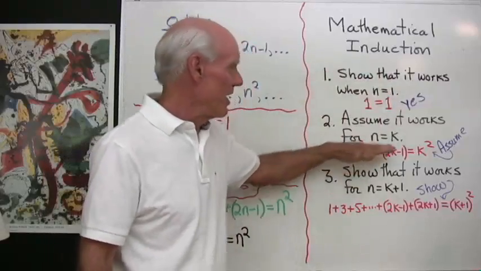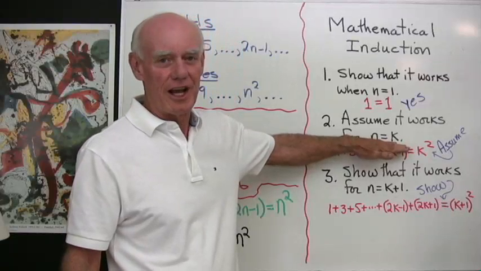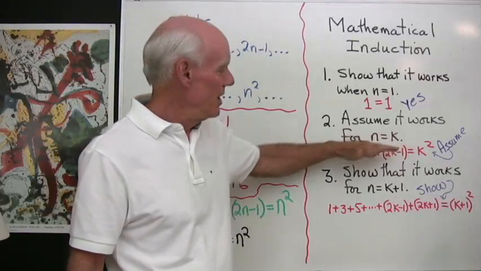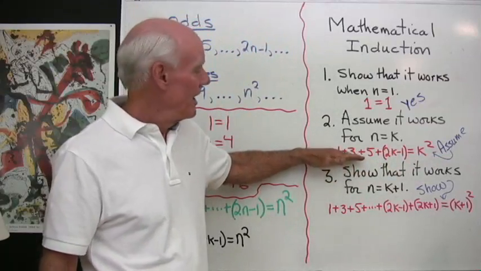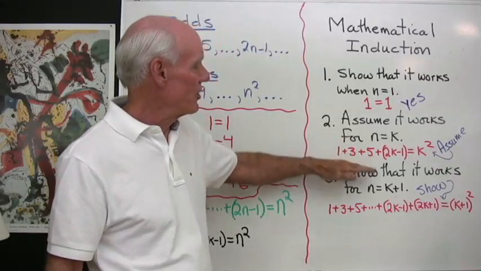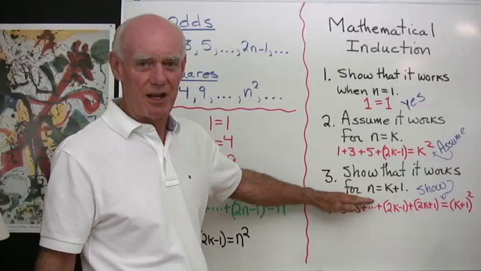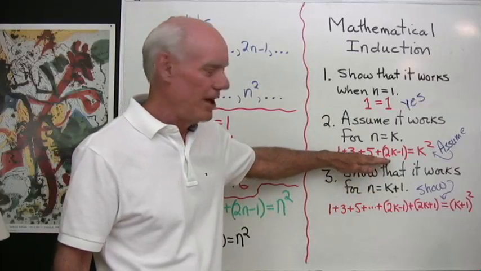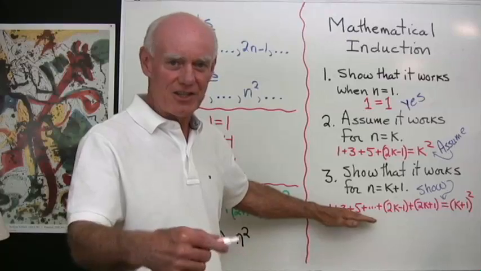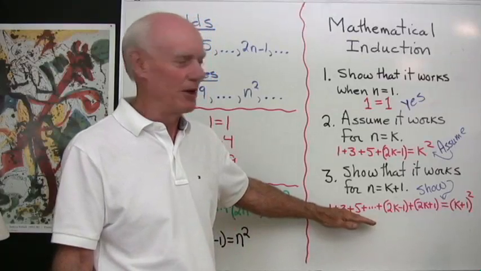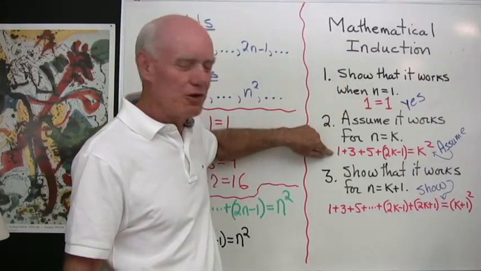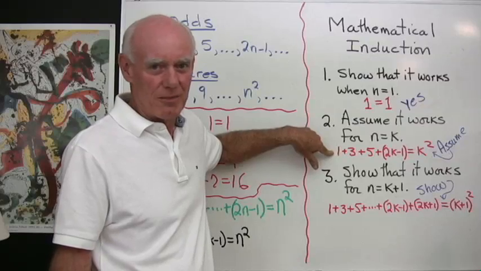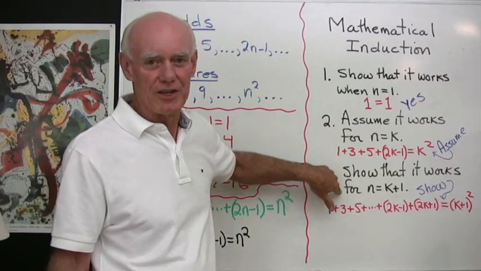Then you assume that it works for some integer k, for n equal to k, meaning that this is true. There's some value of k that this works for. Then, assuming this, you have to show that it works when n is equal to k plus 1. If it works for n equal k, it works for the next consecutive integer after that, k plus 1. So, does it work here when n is 1? Yes. Assume that it works for n equal k. I'm just going to make that assumption. Now I have to show that this is true.